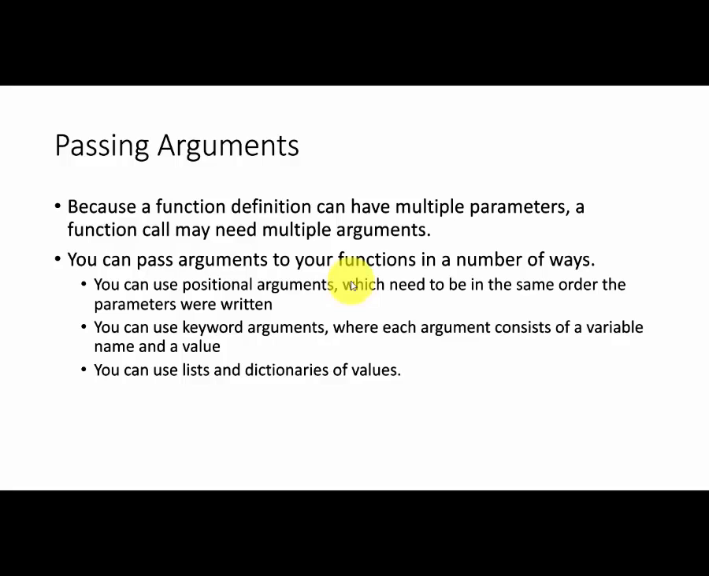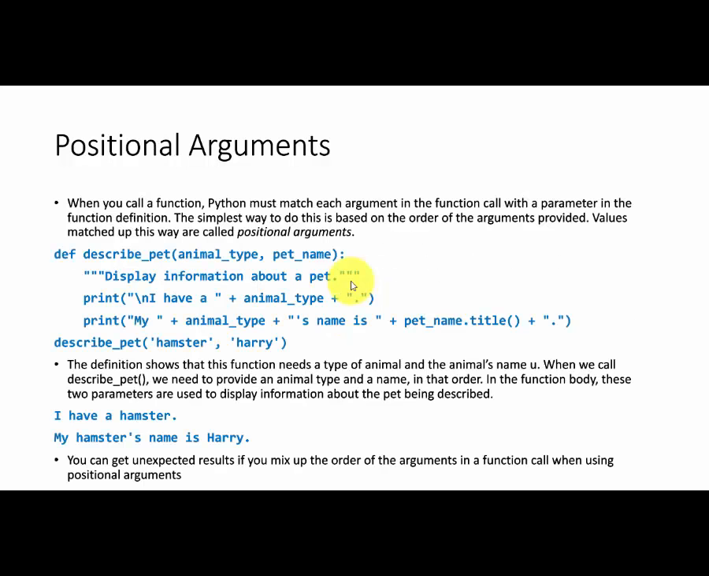So in the exam, let us say the question is coming, explain the different ways of passing the arguments to a function. Then you can write this answer: the positional arguments, keyword arguments, list and dictionary values, and you have to explain it. Fine. Okay, we will move on to the next slide to demonstrate the positional arguments.